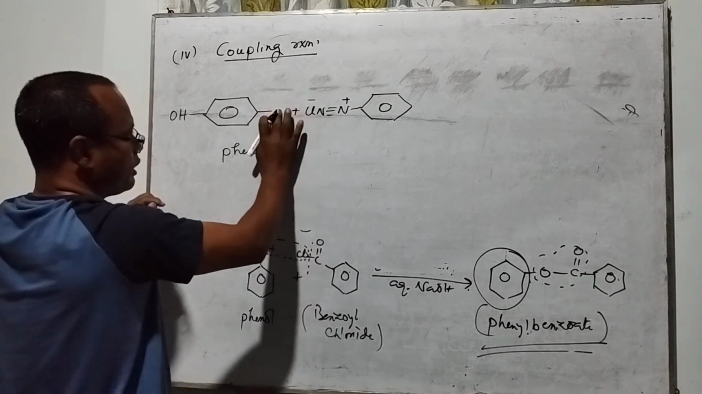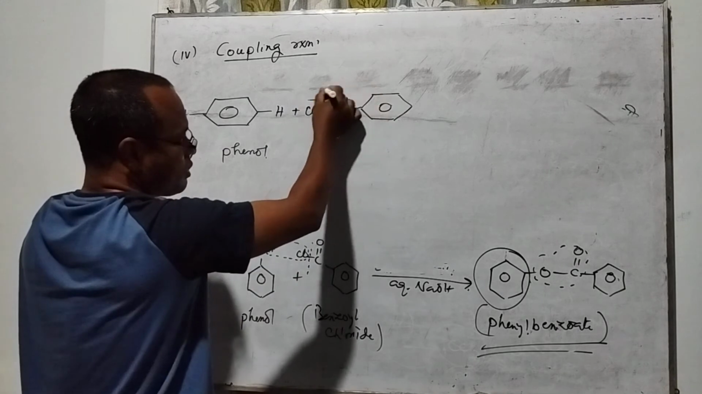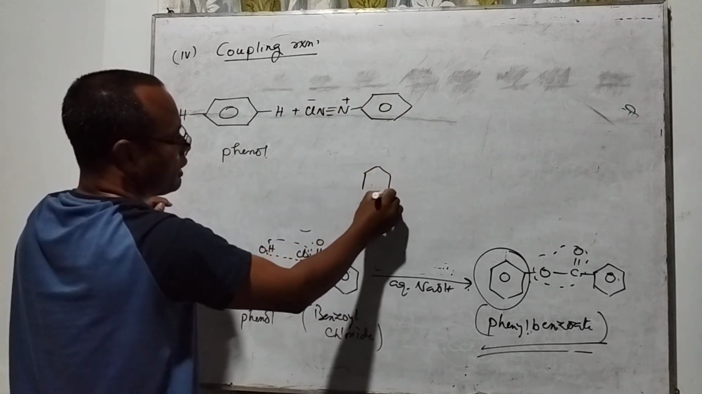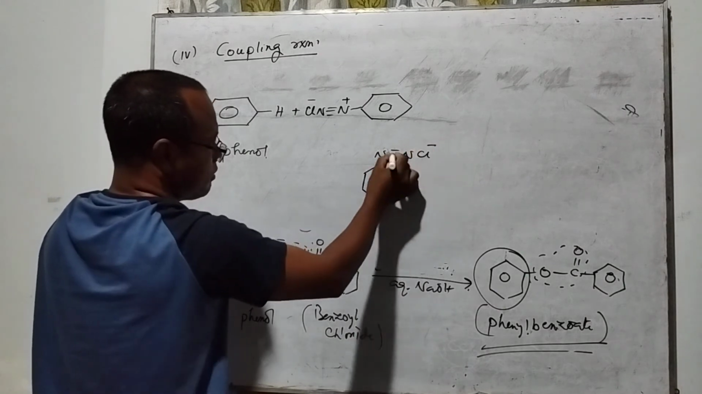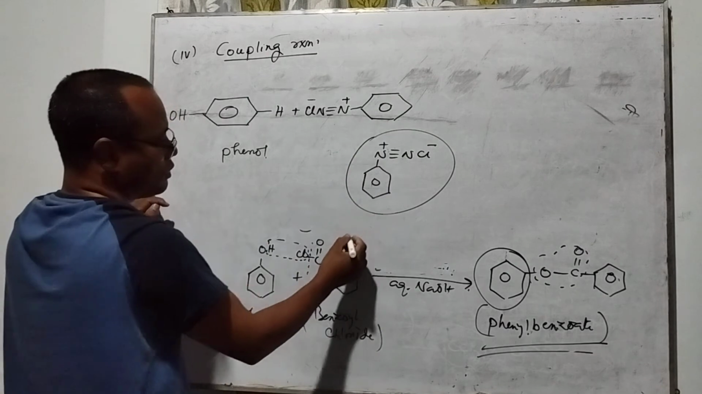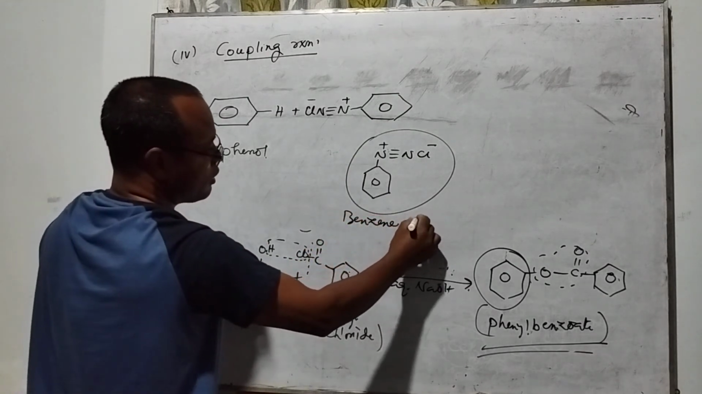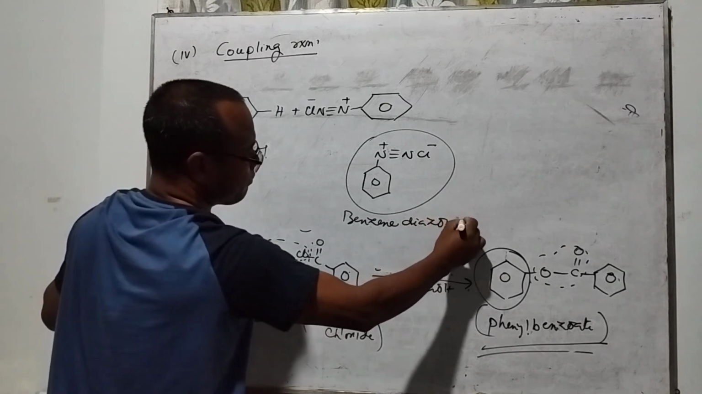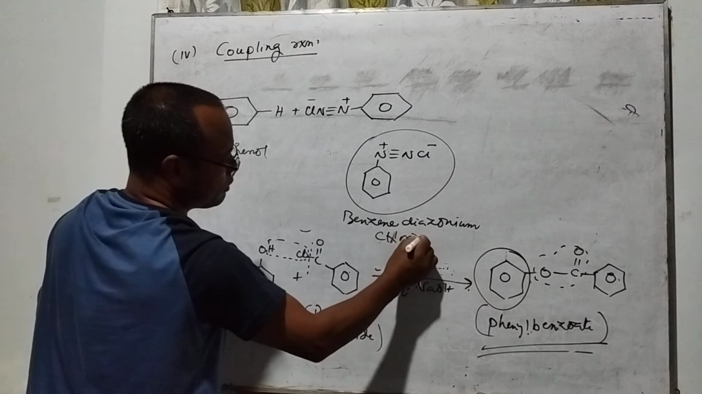So now it reacts with the phenol, right? So now this is a Cl. What is the name of this compound? Normally we used to draw like this. This is the minus charge, this is the plus charge. So this compound I write in the form of this. So what is the name of this compound? This is the benzene diazonium chloride, right?